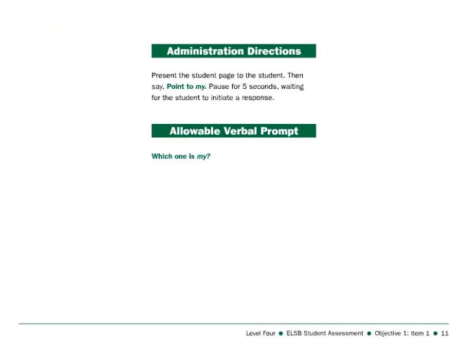So similarly, just like in the teacher's manual, all of the administration directions for the teacher are scripted. So you're going to say green and do black. So the black says, present the student page to the student. Then say, point to my. And it allows you to pause for 5 seconds and wait for the student to actually initiate a response. However, if they do not initiate, you are allowed 1 verbal prompt. And in this case, you're able to say, which one is my? Now, if your student does not respond, you have to mark it incorrect, but you do get that 1 verbal prompt allowed during assessment.